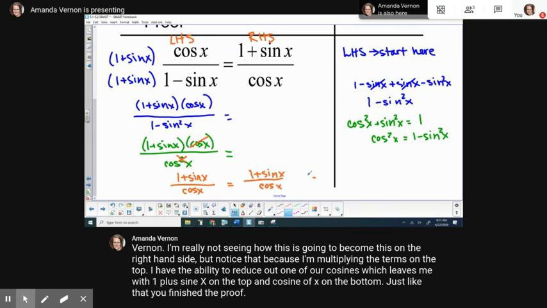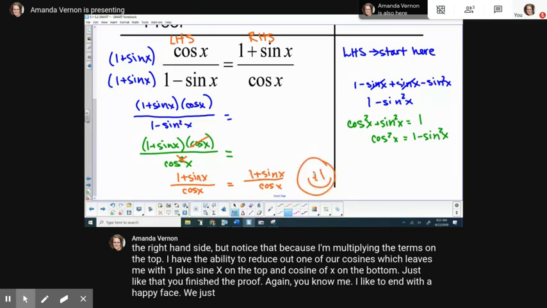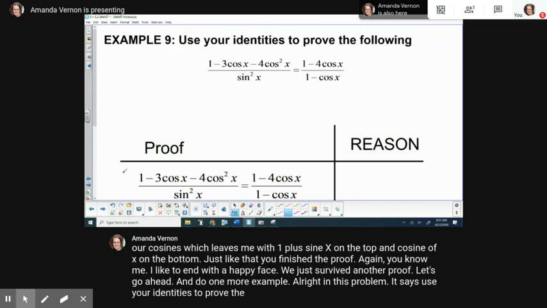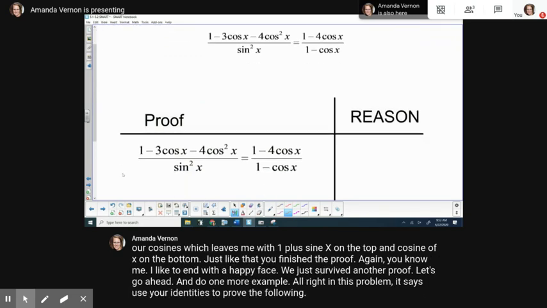Again, you know me, I like to end with a happy face. We just survived another proof. Let's go ahead and do one more example. All right, in this problem, it says, use your identities to prove the following. All right, well, let's begin.